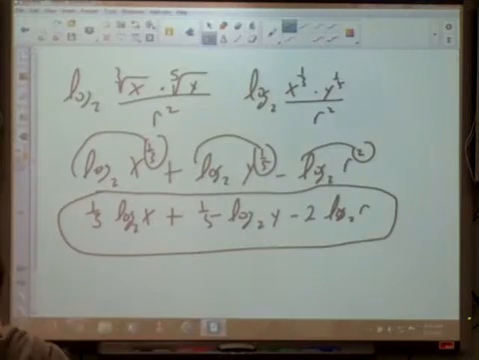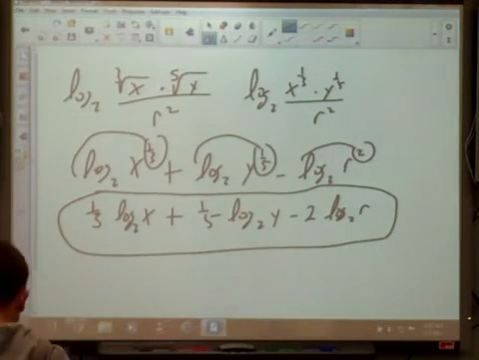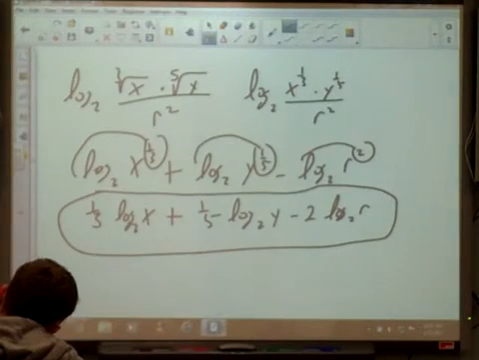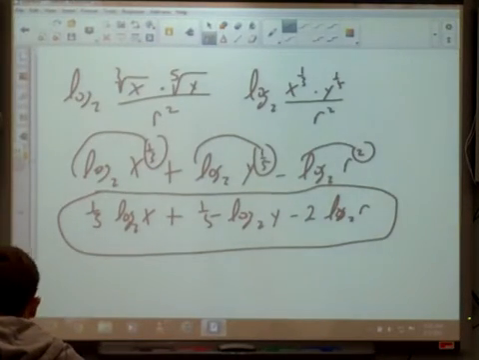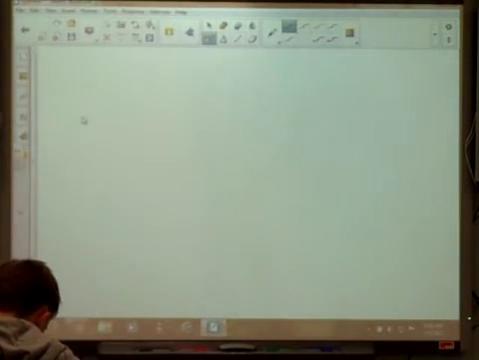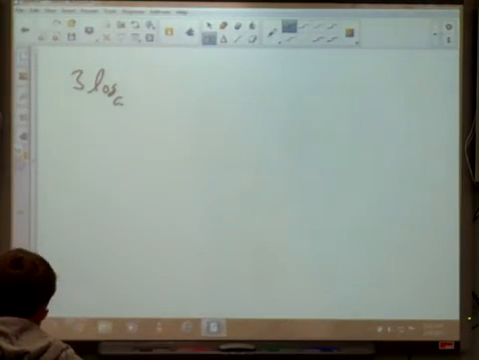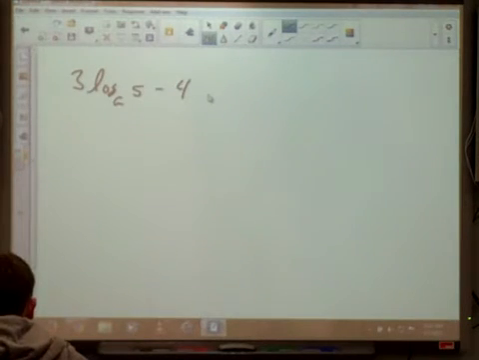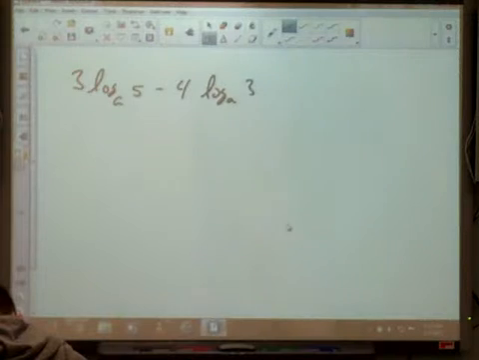Alright, so far all the ones that we've done, we've expanded. I want us to go the other way now and condense. So, if I had, let's see, let's find a good one. 3 times the log base a of 5 minus 4 times the log base a of 3. And we're going to condense this one.